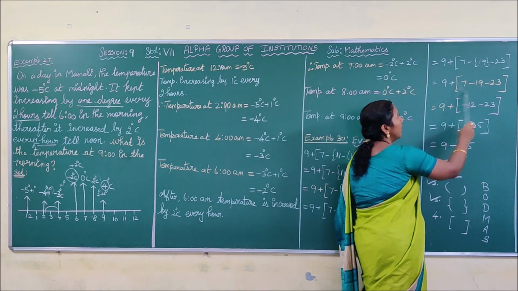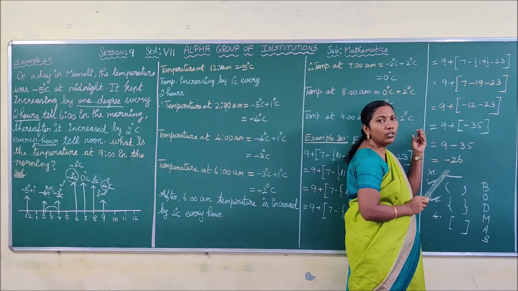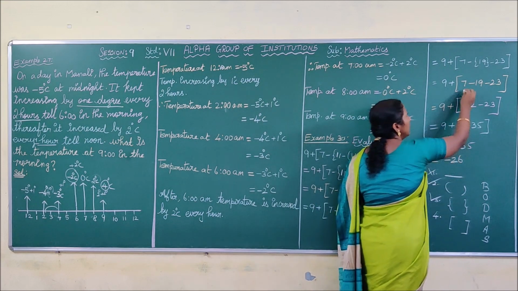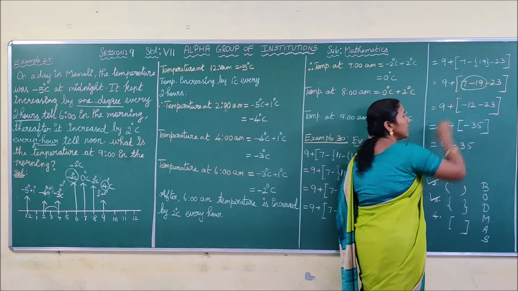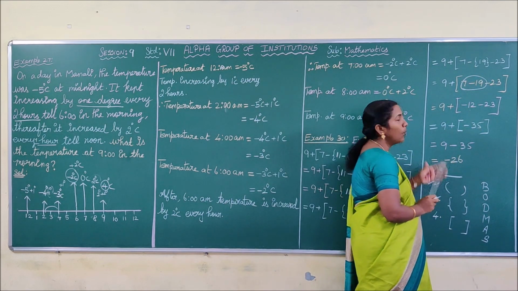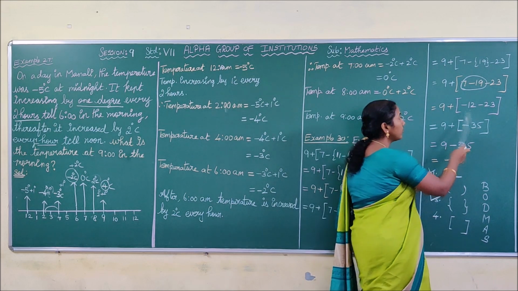These 2 integers are of different signs, so you have to subtract the smaller number from the larger integer. You get minus 12. That is, 7 minus 19 is minus 12. We can also evaluate these 2 integers first. Both give the same answer.